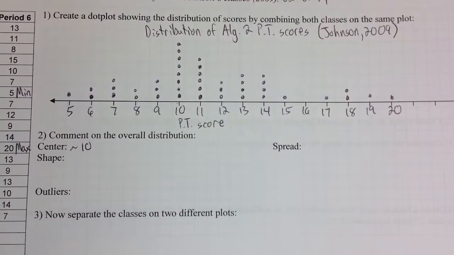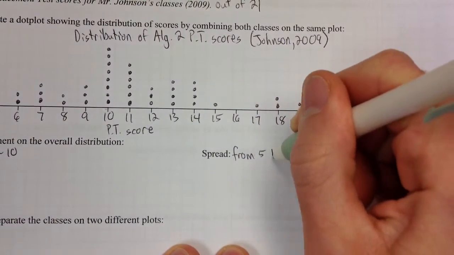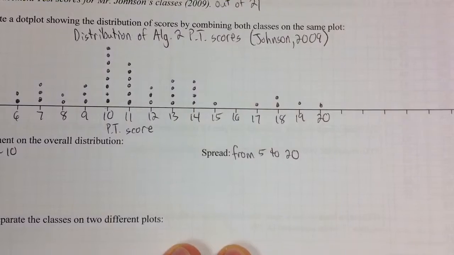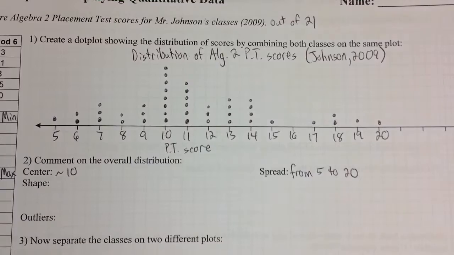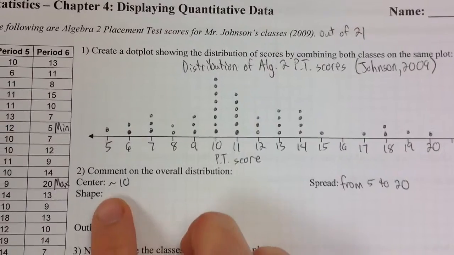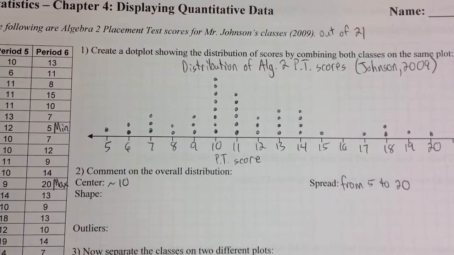Next, Dan K. The center, not good enough. I need to also know how spread out my data is. So tell me about the spread. Yes, the scores range from 5 to 20. Quite a lot of variability in this data. Just saying 10, not enough, in my view. If you wanted to calculate the exact median, you could. But I think 10 is a good figure.